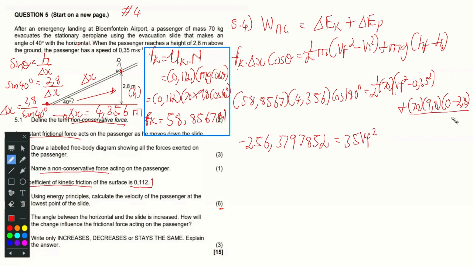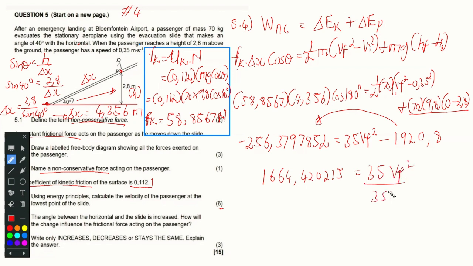Now let me do this part here. That's 70 multiplied by 9.8, and then bracket 0 minus 2.8. This will give us negative 1920.8. Now I can take this and transpose it over to this side. So in my calculator, I'll press negative 256.3797852 plus 1920.8, right? And then this gives me 1664.42015 equals 35 VF squared, right?